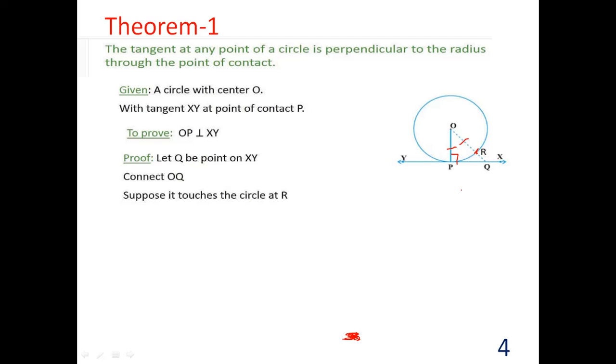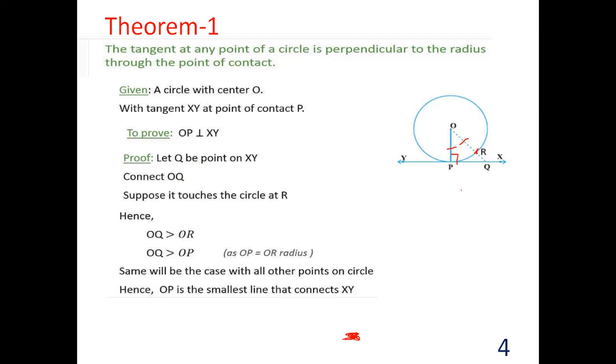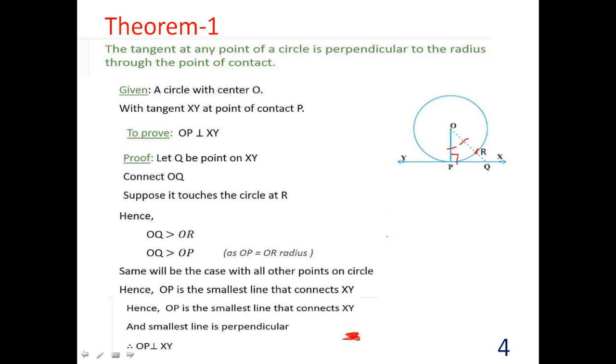OQ is greater than OR. Therefore it is greater than OP also. OQ is greater than OP also. Right? And hence OP is the smallest line that connects xy. OP is the smallest line connecting O and the line. And it can be the same case if you take another line also, it happens the same.